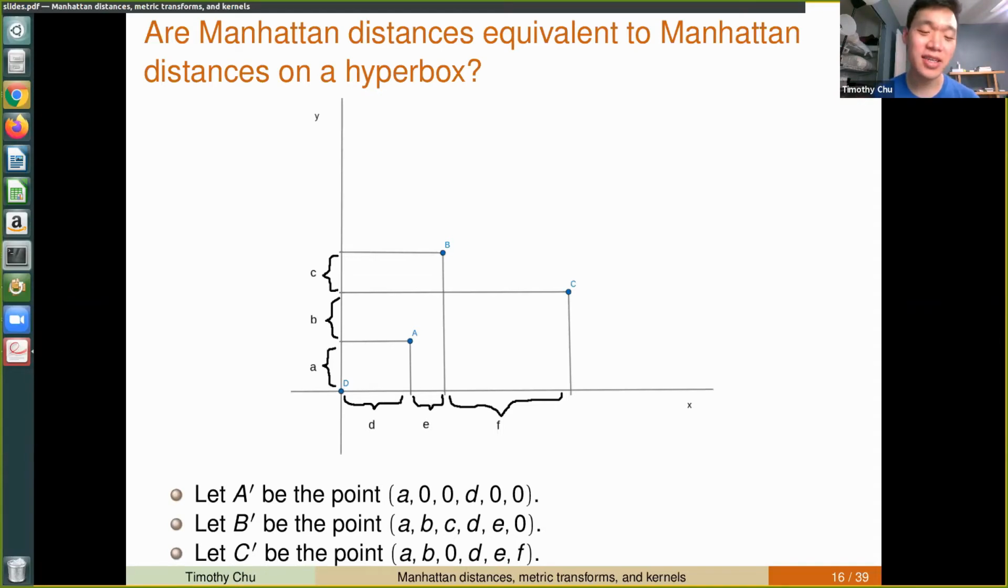I'll give you 10 seconds or so just to verify here. Well, first of all, these are corners of a hyperbox. The hyperbox dimensions are A, B, C, D, E, F. The second thing I want you to verify is that the Manhattan distance between A prime and B prime is the same as the Manhattan distance between A and B. And of course, you can verify this for any other pairs. So I'll give you 5 or so seconds to look at this and convince yourself that this is the case. Okay, and this construction will generalize to arbitrary dimensions.